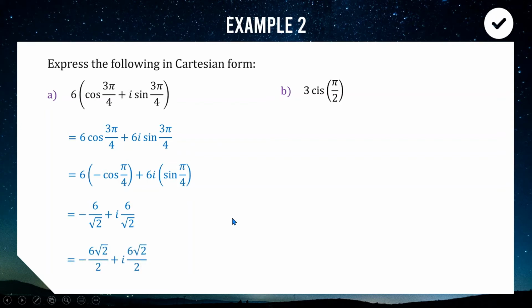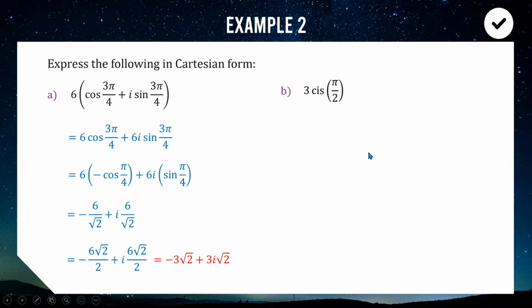Okay, always good manners to rationalize denominators when you can. So we'll take both our real and imaginary part and we'll multiply top and bottom by root 2. So we get 6 root 2 over 2 for both fractions, which simplifies to minus 3 root 2 plus 3i root 2. So a real part of minus 3 root 2 and imaginary part of 3 root 2. Okay, so going back from polar to Cartesian is just doing a bit of trigonometry from the advanced course.